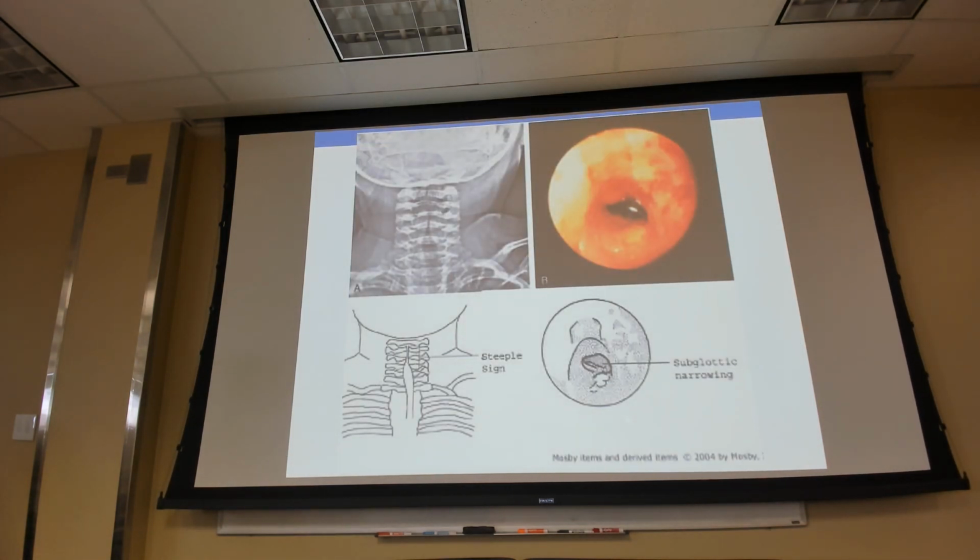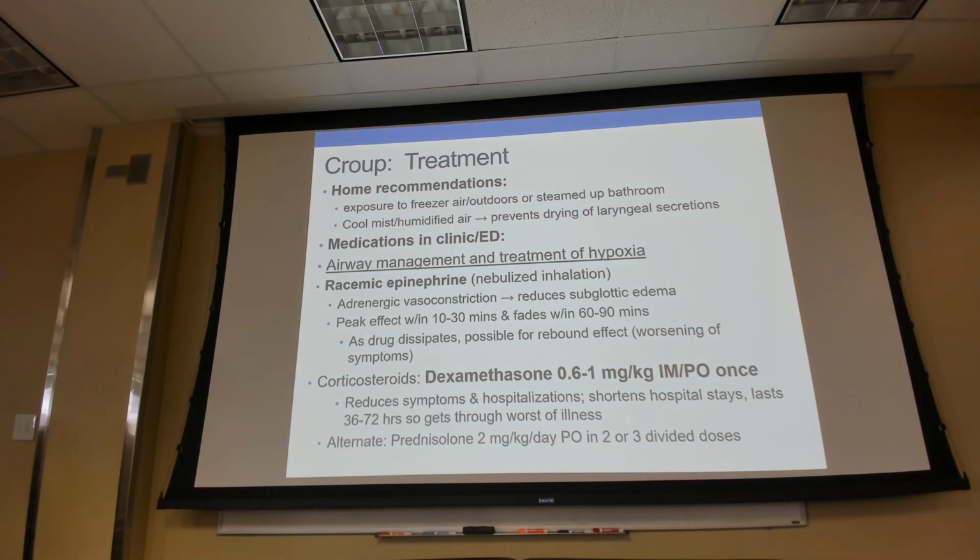This is an example of what it looks like in the airway. So if you were trying to intubate that, you're like, that looks like a mess. That looks very difficult. What are your home recommendations?